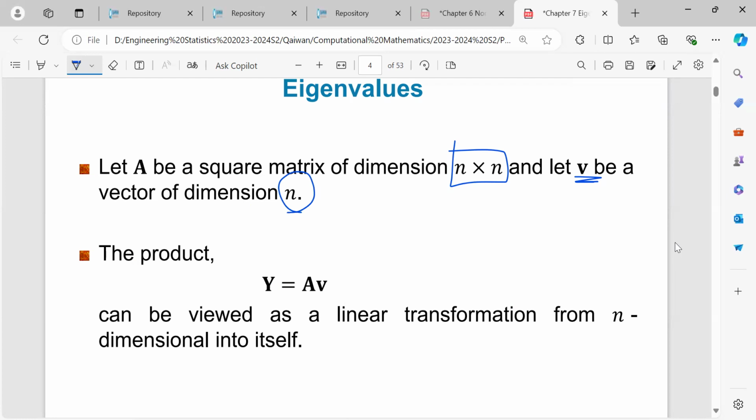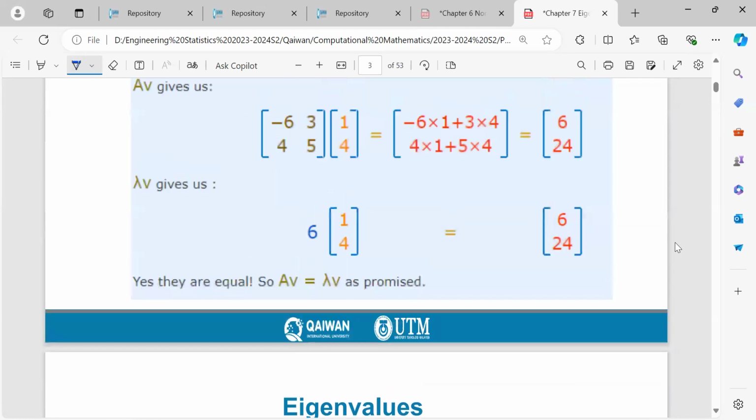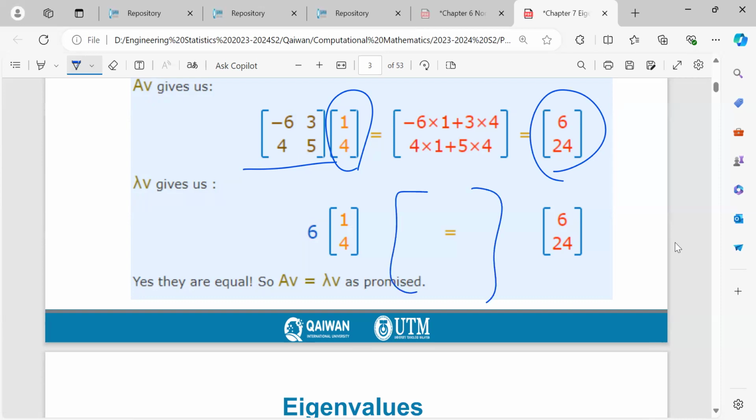As we did above, we multiplied the matrix, which is 2 by 2, by a 2-dimensional vector. We get a 2-dimensional vector. Okay? The result is a 2-dimensional vector. And what if you have a 3 by 3 matrix multiplied by a 3-dimensional vector? The result is a 3-dimensional vector. Okay? And for 4, 5, and so on, all are the same.